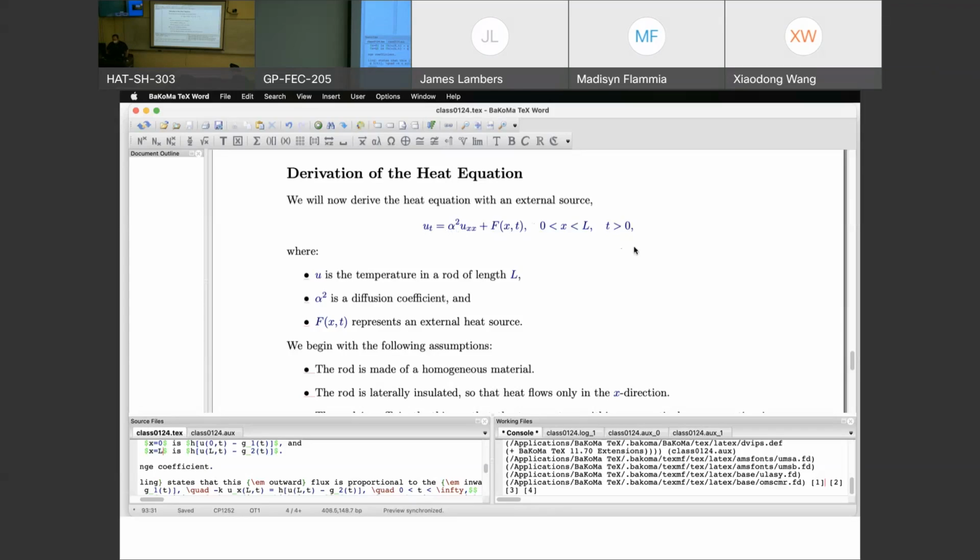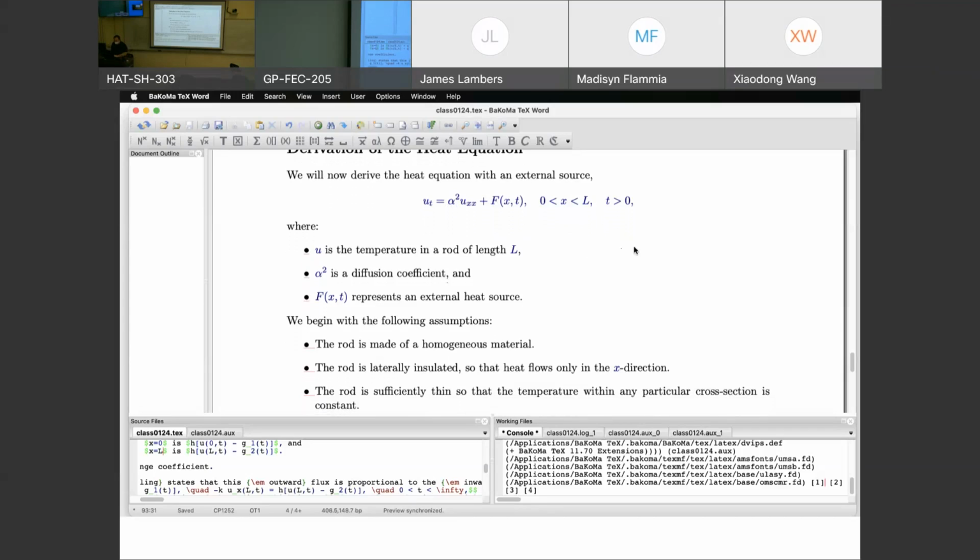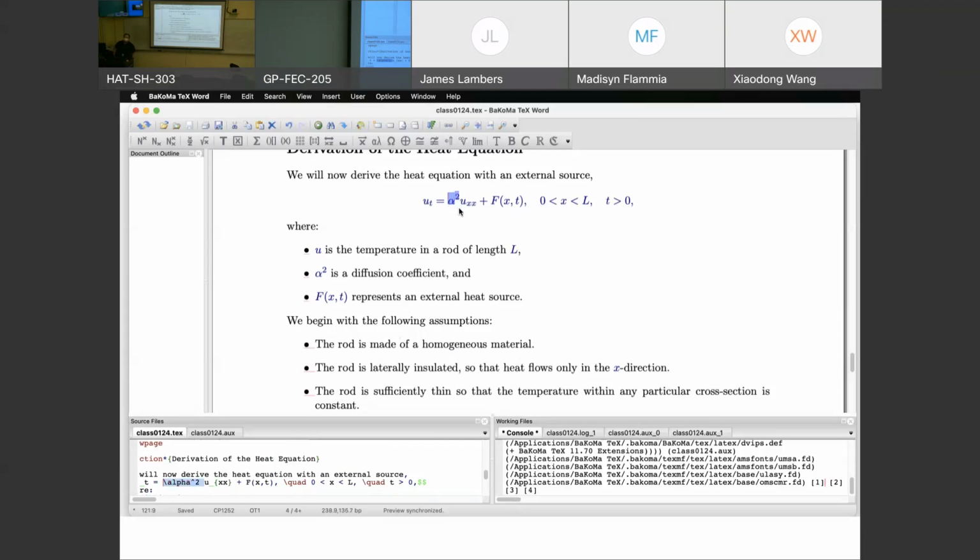So, temperature in the rod. We'll have these assumptions basically to justify this PDE. Because the rod is laterally insulated, we don't have to include a term for lateral heat loss. The rod being made of a homogeneous material is what justifies making this coefficient a constant. You can have a variable coefficient heat equation where this coefficient is a function of x, but because it's a homogeneous material, it's a constant in this case.